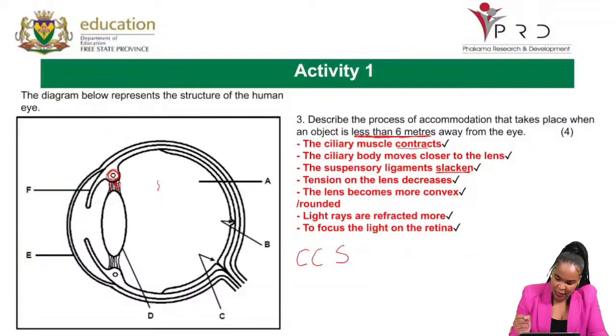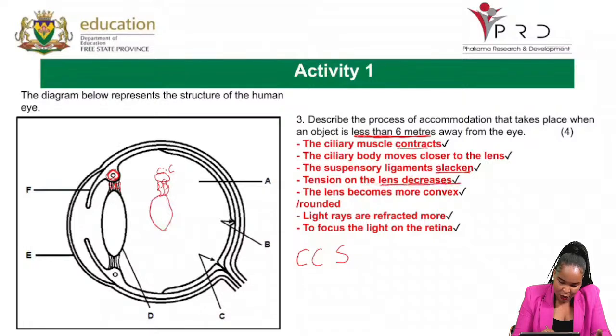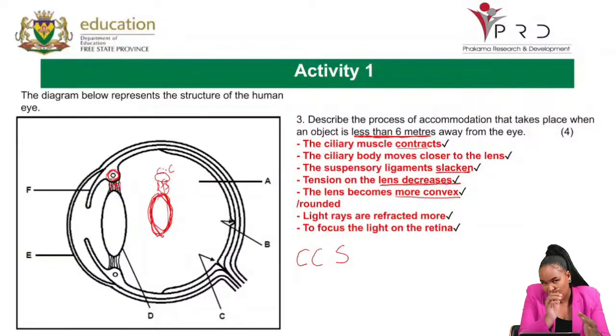So the suspensory ligaments, I'm going to draw it inside this eye, just follow it. The ciliary muscle is going to contract. Then the suspensory ligaments are slackening, meaning they are not straight. And then when they are slack, what happens? The tension on the lens decreases. So this is attached to the lens, remember. And then when the tension on the lens decreases, the lens becomes more convex. So if you can see this lens here, it is now more convex. More convex, not less convex.